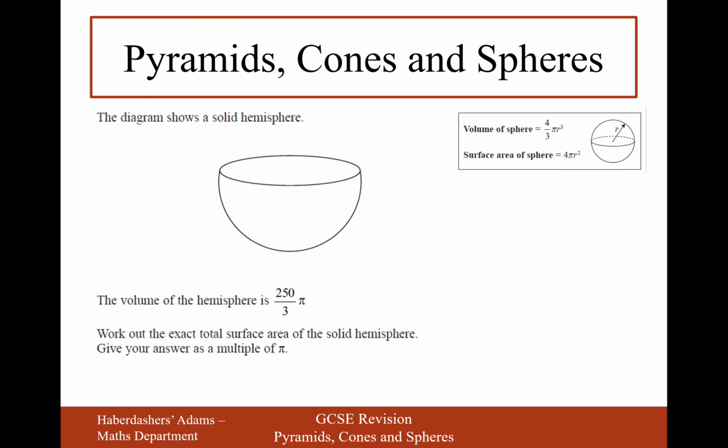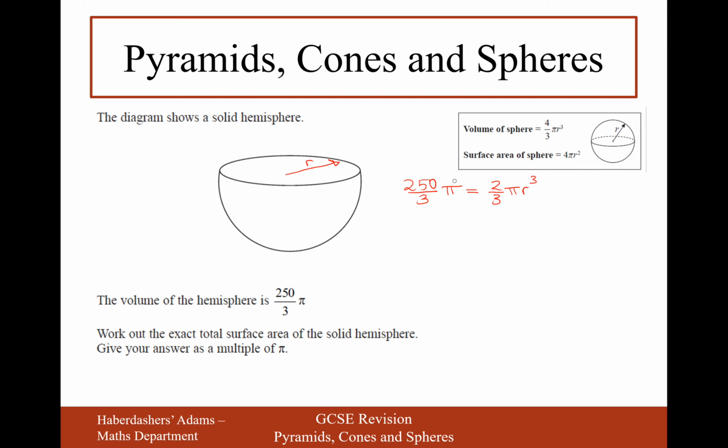Okay, so the volume of this hemisphere is 250 over 3 pi. Work out the exact surface area of the solid hemisphere. So we need to work out the radius here. So it's going to be 250 over 3 pi equals the volume of the sphere. Yeah, it's a hemisphere, isn't it? So it's half of this. So that's 2/3 pi r cubed.